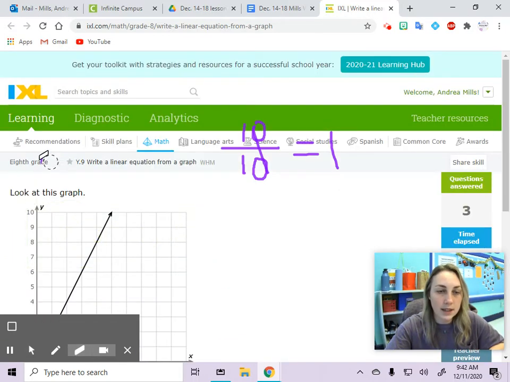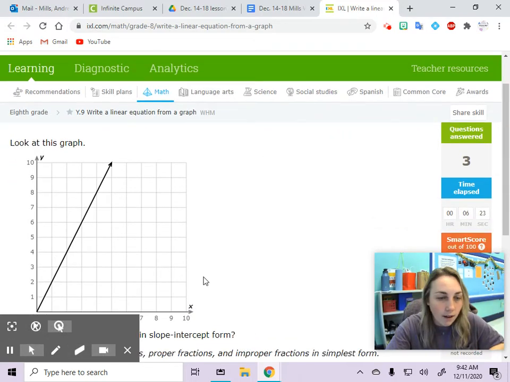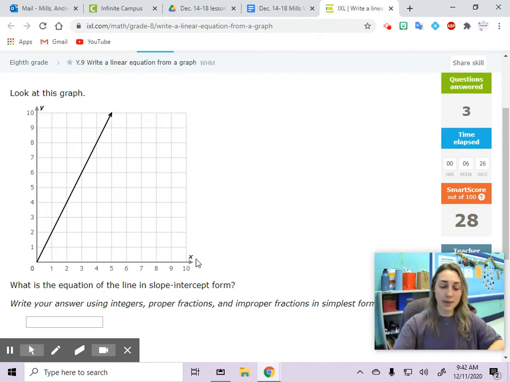So I'm going to erase this, and I'm hoping this time we have a different slope other than 1, because that's getting annoying. All right. And my prayers have been answered.